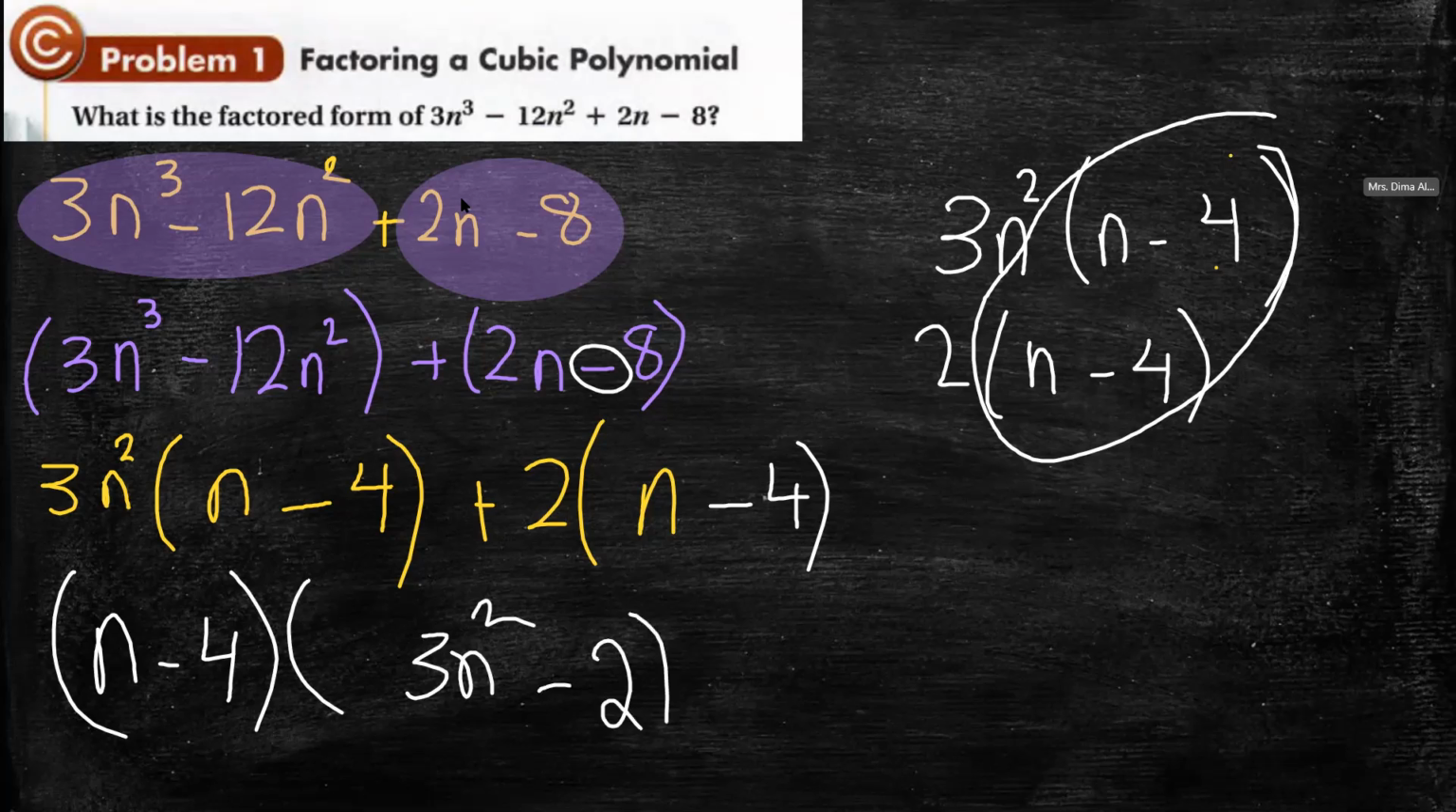So now this is the factored form of a cubic polynomial: n minus 4 times 3n squared minus 2. We group them into pairs. We factor the greatest common factor. We look at the common factor. We write them. Then we write the binomial that remains. Now we wrote the factored form of the cubic polynomial.